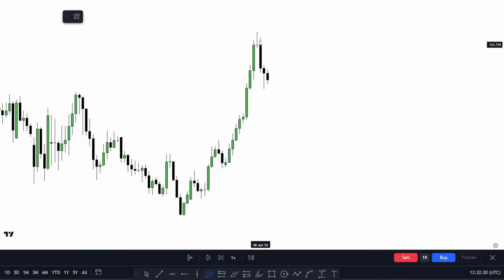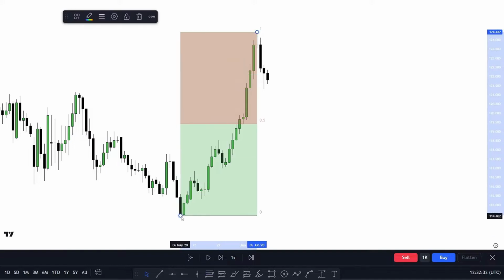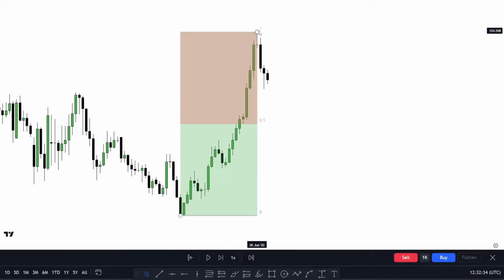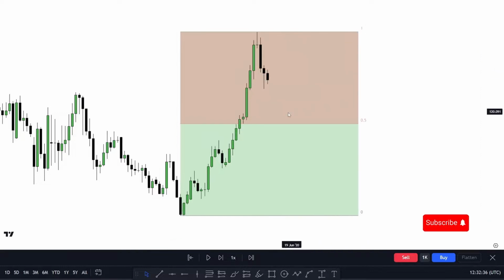We will use the discount and premium here. From here to here, the green area is the discount and the red area is the premium. Now the fair value gaps in the premium zone we need to buy, so we will ignore these. These have no relevance to us. Now the fair value gaps that started in the small discount zone, this one, and this one are the ones we will focus on. Start from this fair value gap.